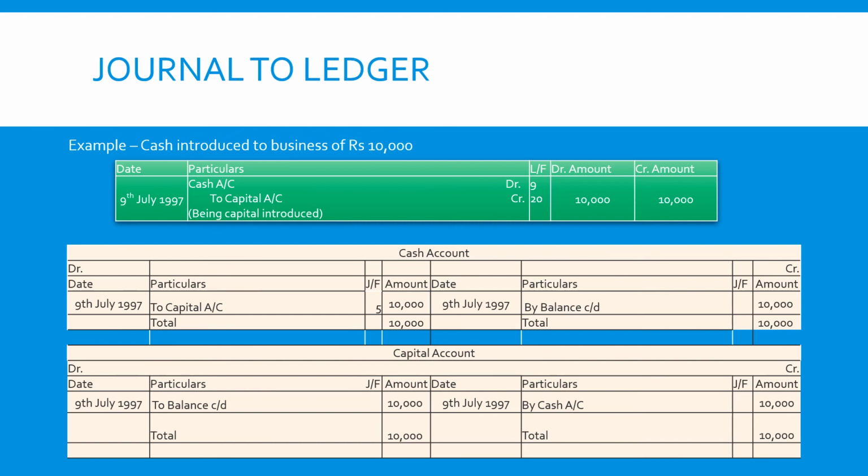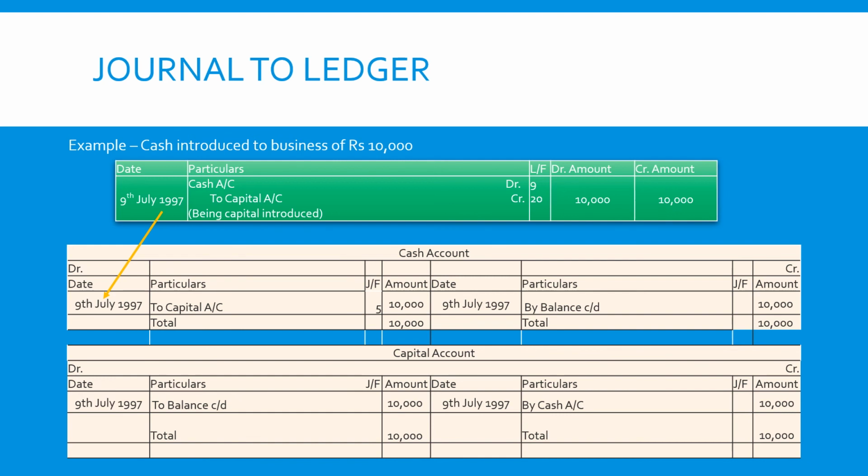Here, how do I record it now? Here you see it's 9th July 1997. Similarly, I need to mention the same date because the entries should relate back to each other. So I have mentioned the same date of 9th July 1997 here. Now let's see, I am trying to record the journal entry into my ledger books for the cash account.